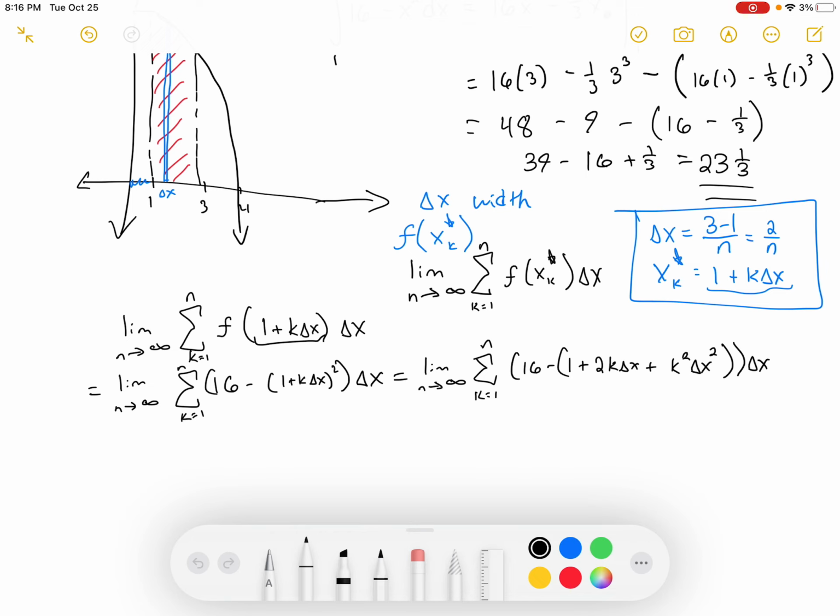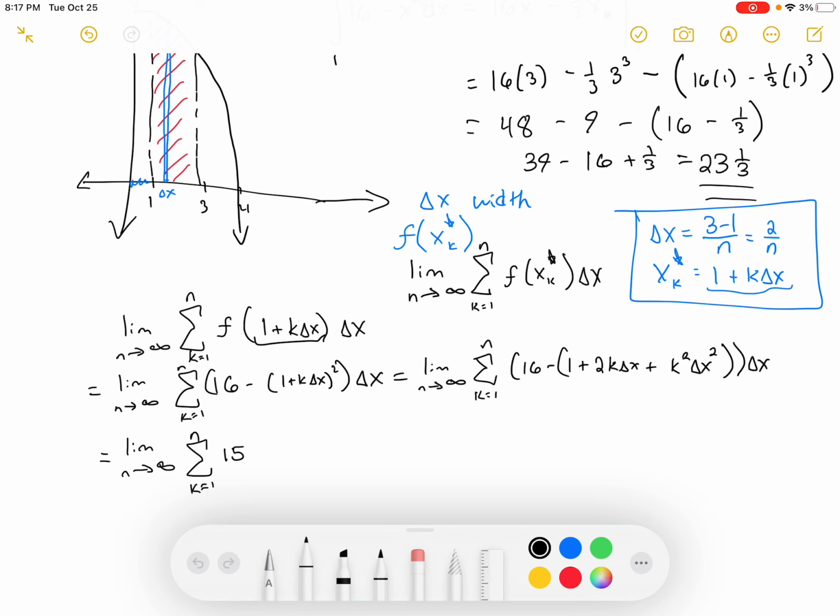Okay, so I'm going to combine some like terms, and I'm going to split this into several smaller sums. Actually, let's do one step before. Oops, forgot my limit. This is the limit as n goes to infinity again of my sum, and in here I'm going to start plugging in for delta x. Remember, delta x was 2 over n. We found that in that blue box up there. Delta x was 2 over n. So this is 15.